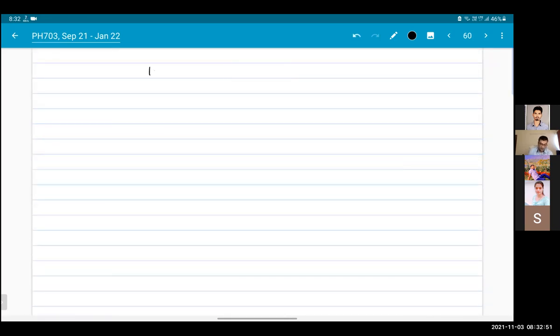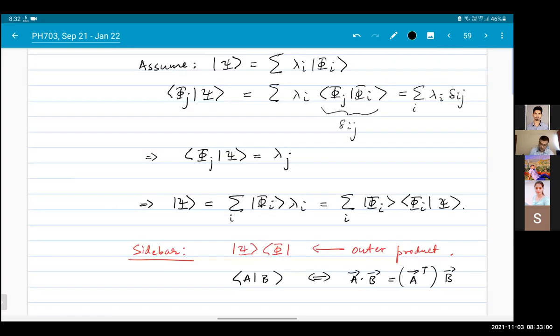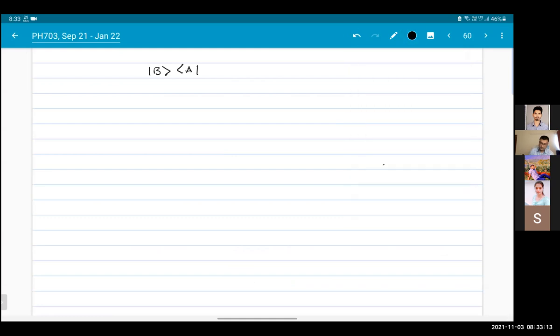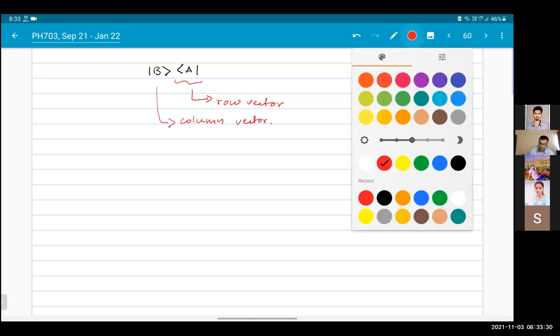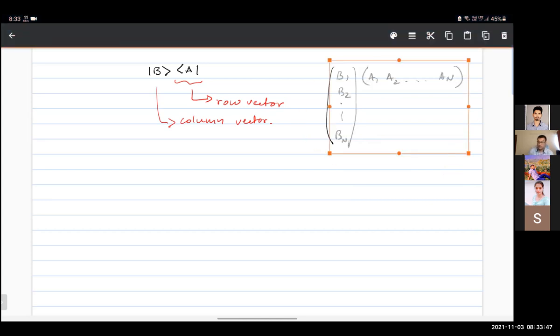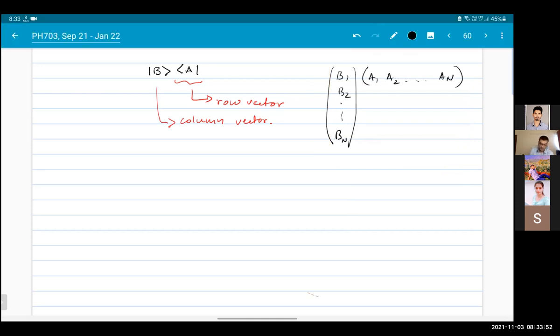So if I have something like this, what does this mean? These ket vectors are column vectors. The bra vectors are row vectors. So now I have a bra vector, which is a row vector, and this is a column vector. Let me write it like this: B1, B2, BN, and A1, A2, AN. Now, if I perform the multiplication using the usual rules of matrix multiplication, what do I get?